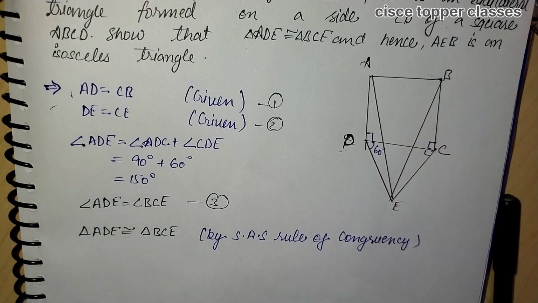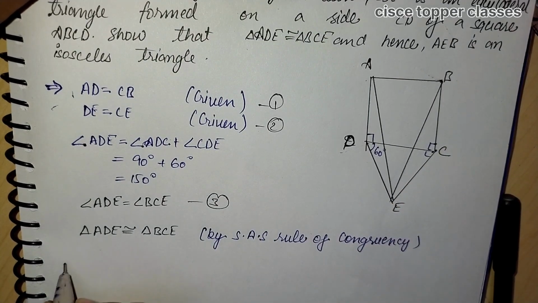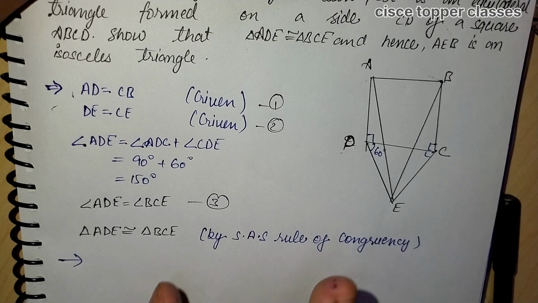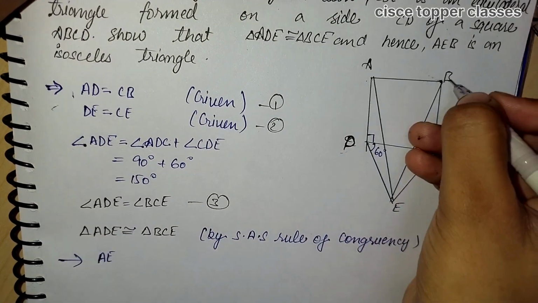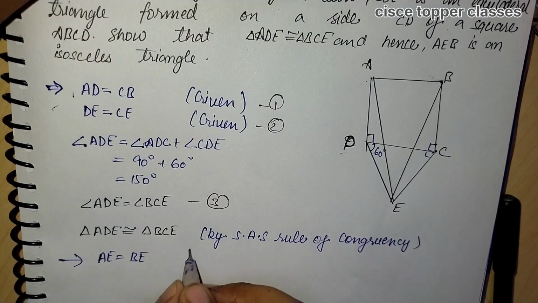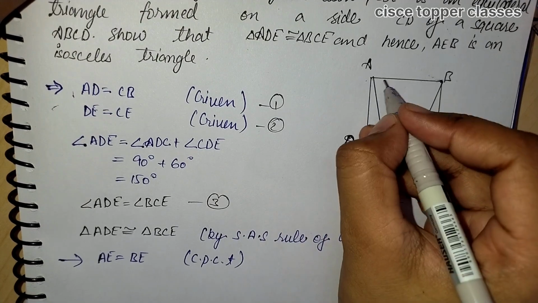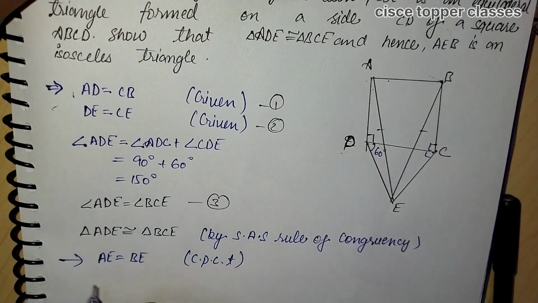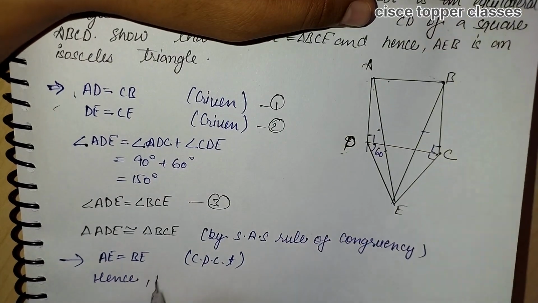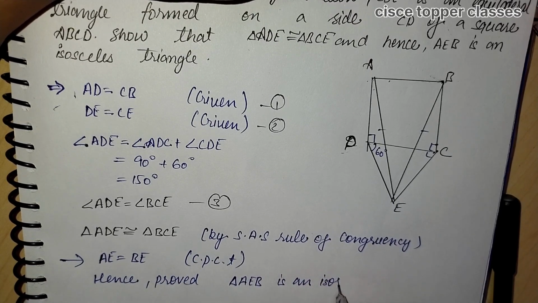And according to this only, we have to prove that ABE is an isosceles triangle here. So to prove that ABE is an isosceles triangle, we can simply write, because ADE and BCE triangles are congruent. So from CPCT we can write side AE and side BE are equal from CPCT, and hence if the two sides are equal here, we can say that this angle is also equal. Means if two sides are equal, it is an isosceles triangle. Hence proved from here. Hence proved that triangle AEB is an isosceles triangle.